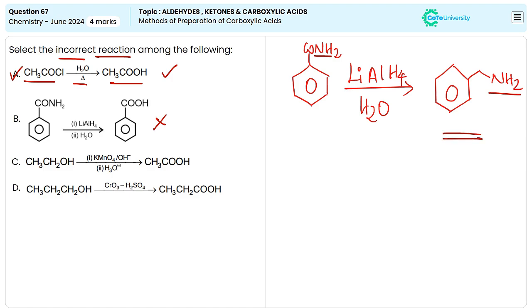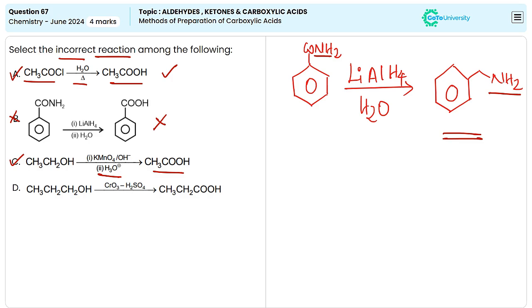And the third reaction is given as alcohol. On reaction with potassium permanganate, they are converting into carboxylic acid. This is the correct reaction because in presence of acidic medium, potassium permanganate can oxidize alcohol into carboxylic acid.